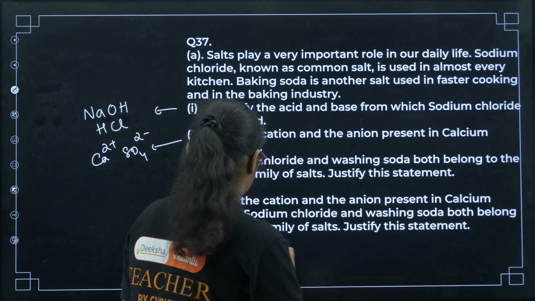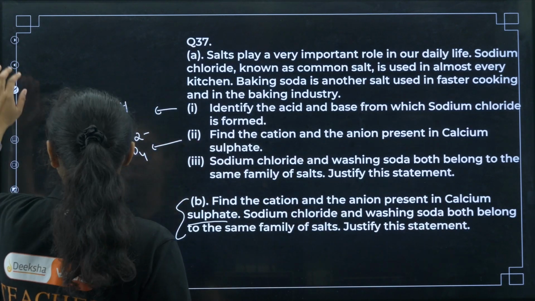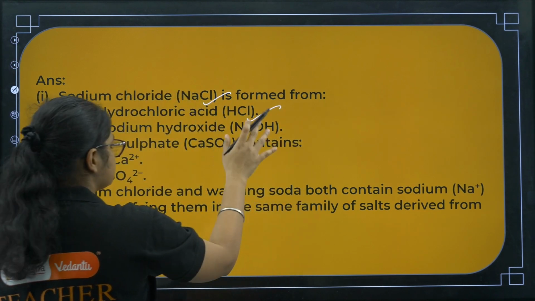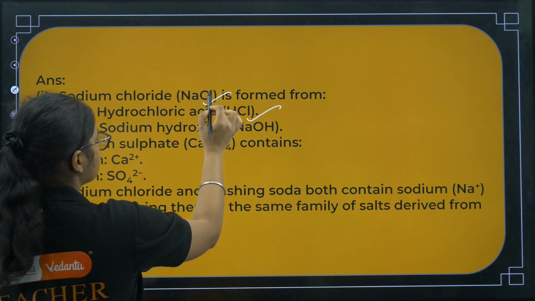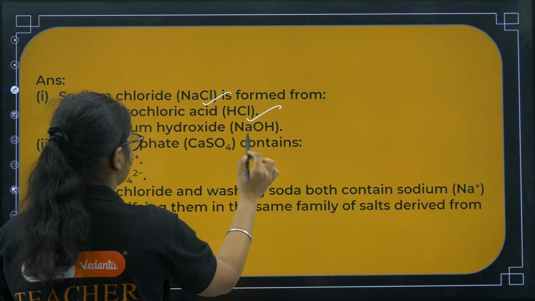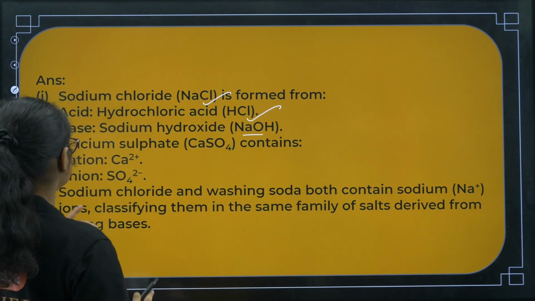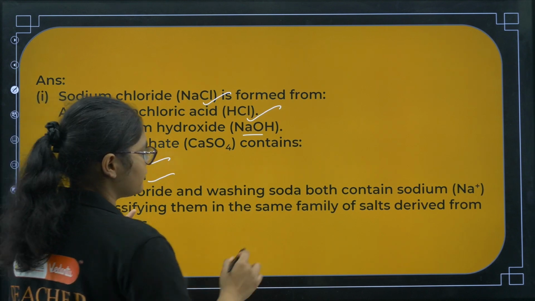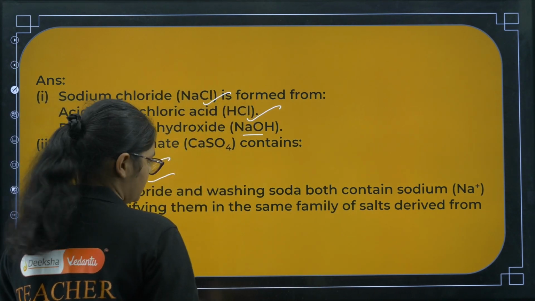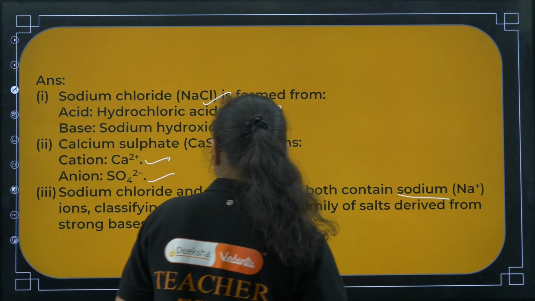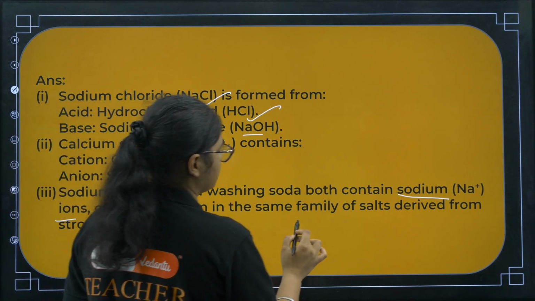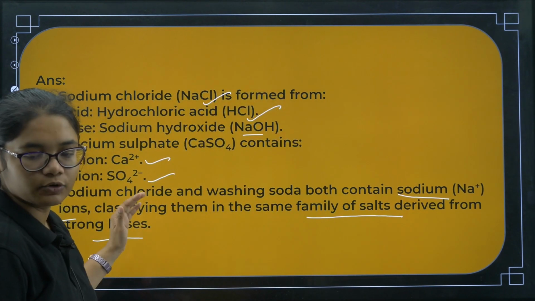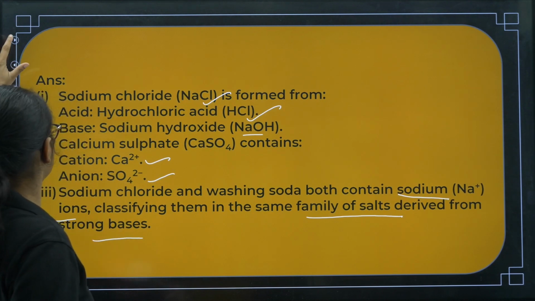Okay, this is the repeated question, the same question. So we can see here, sodium chloride is made up of acid HCl and base NaOH. This will give you marks. Then in calcium sulfate, Ca2+ and SO4 2-. Sodium chloride and washing soda both contain sodium, that is Na+ ions, classifying them in the same family of salts derived from strong bases. They both belong to the strong base salts.